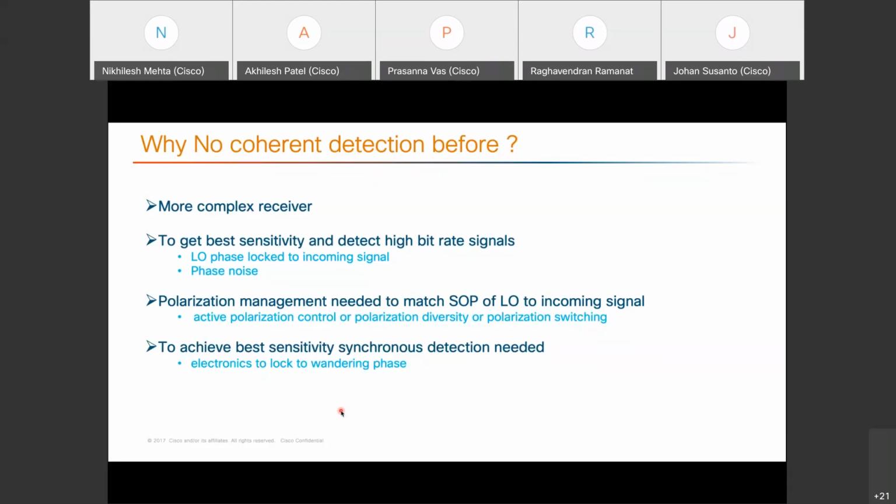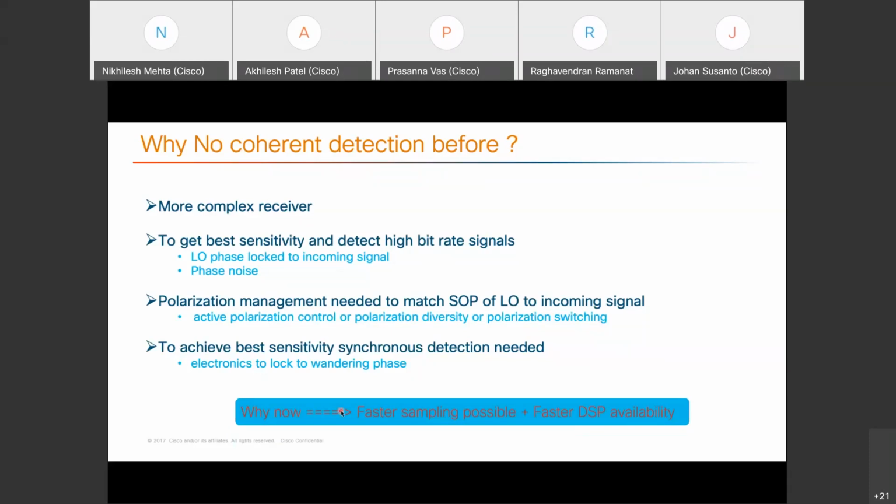So all the points are around synchronizing with your local oscillator. This was not possible before, but now we have faster sampling possible and we have faster DSP availability. That's why we are able to achieve this coherent detection.